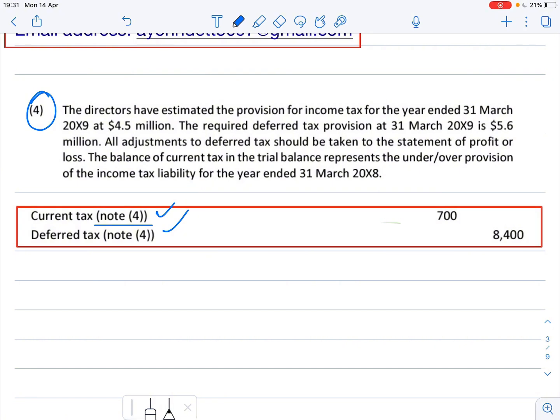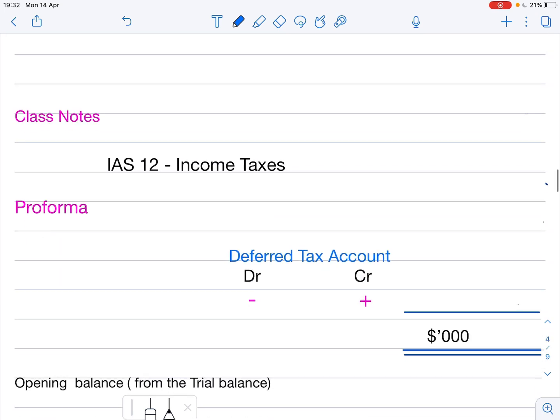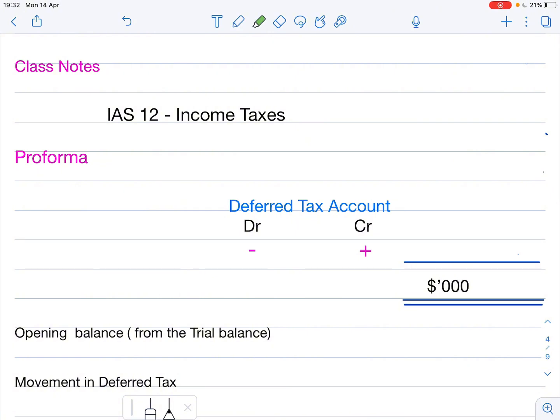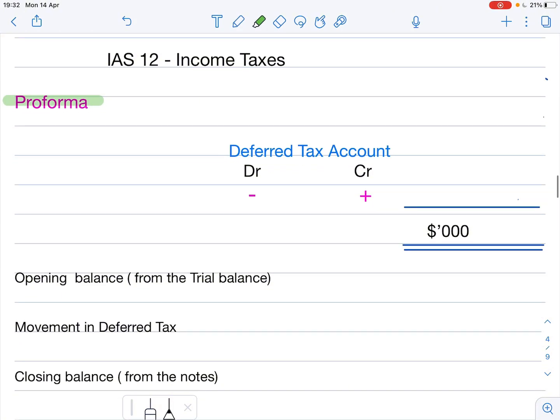Okay, so what do we do at this point? Well, at this point we want to determine what is the amount of tax that we are going to record in our statement of profit or loss and statement of financial position. So to do this, I have a pro forma that we are going to be making use of. And then my pro forma will start with deferred tax account. So a quick one here.